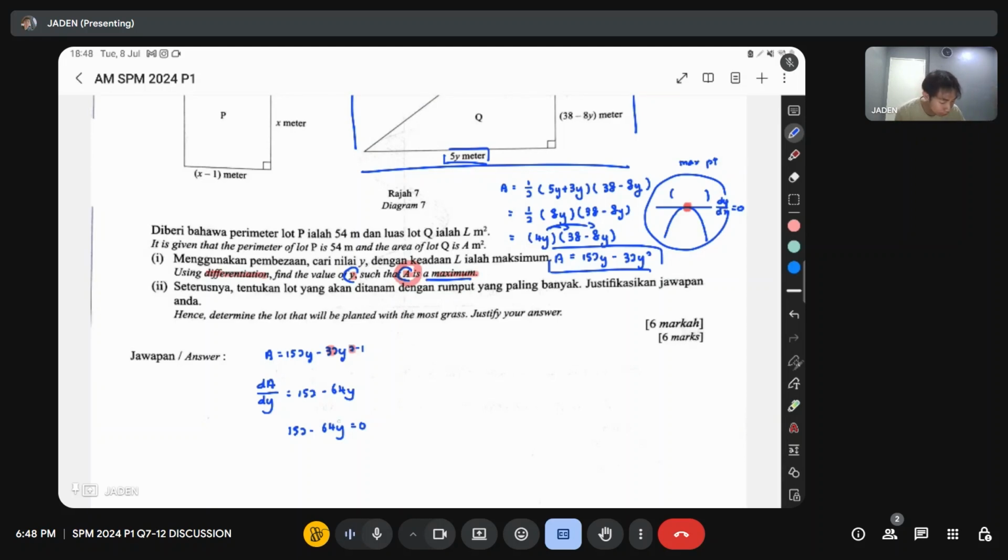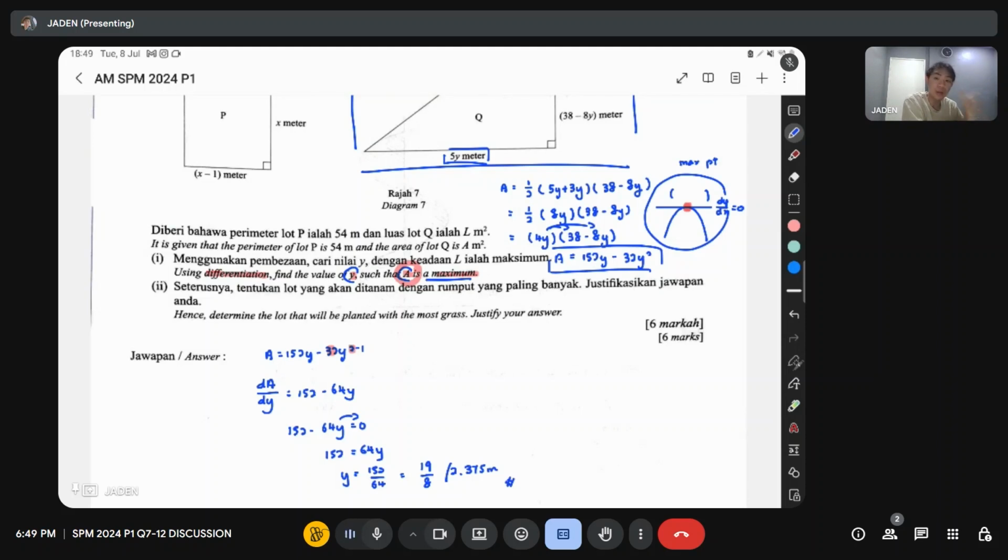Now, to get your y value, you have to move this. 152 equals 64y. y is 152 divided by 64. This one can be simplified down. You get 19/8, or if you want to write it in decimals, that is fine. This is 2.375 meter. Okay, 2.375 meter. And so this is how you get your y value.